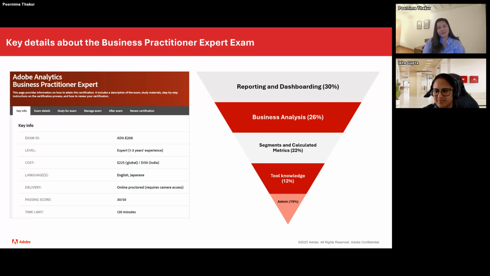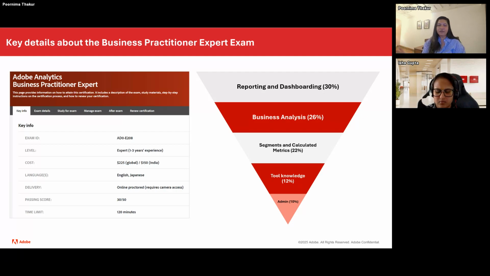Then the languages in which they are available, English, Japanese, as we already saw in the previous snapshot that I showed. It's an online proctored exam. Your passing score is just 30 out of 50. So you have the liberty of getting 20 questions wrong. I would say this is more than fair. And time limit is 120 minutes. So this is a key detail about the exam. Think of it as a GRE or a GMAT exam that you give online.